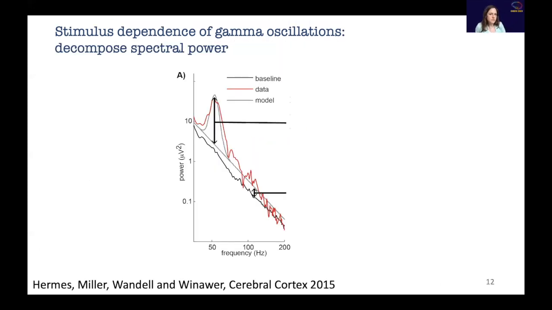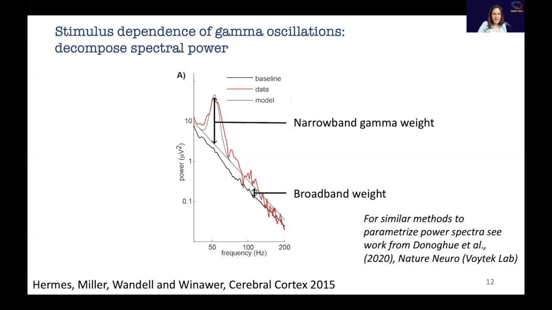And for each of these stimuli, we decomposed the spectral power into these separate components and fit a line plus a Gaussian to assign a weight to the narrowband gamma oscillation and a weight to the broadband changes. And I really appreciate the similar methods that have been developed by Brad Voytek's lab to parameterize power spectra in different ways.